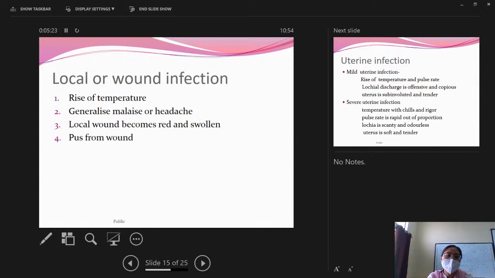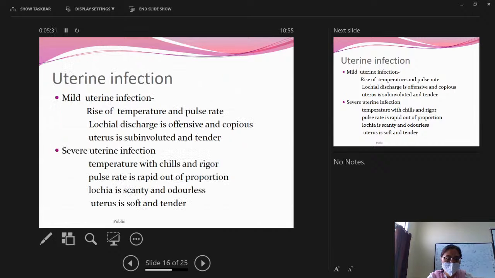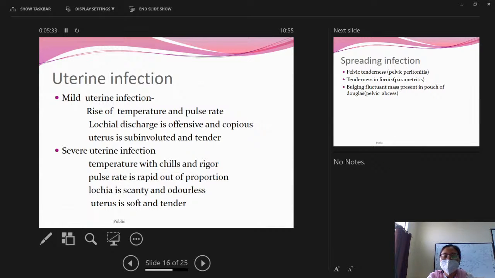It's very important to know all these features. If there's a local infection, there will be a localized rise of temperature, the patient will have malaise and ache, and the local wound will become red and swollen, and pus from the wound may also be present. In case of uterine infection, which is a mild infection, the patient will have a temperature, the pulse rate will be increased, the lochia will be offensive and copious, the uterus may also be subinvoluted, and there will be tenderness on palpation of the uterus.